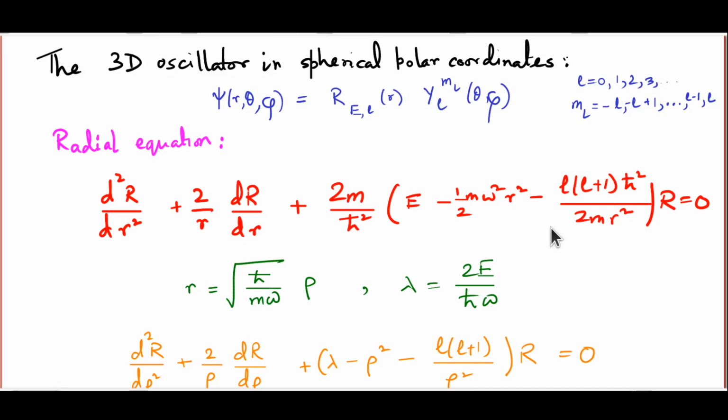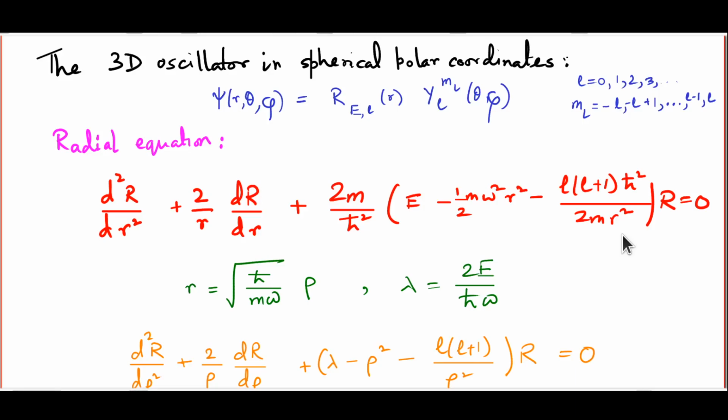Now, this is really quite similar to the Schrodinger equation that we solved for the harmonic oscillator in one dimension. Of course, there are some extra terms here, like the 2 by r dR/dr term, and perhaps even more importantly, the L into L plus 1 h cross square by 2m r square term. As we will see, the effect of these terms will be quite important in deciding the kind of solutions this equation has.